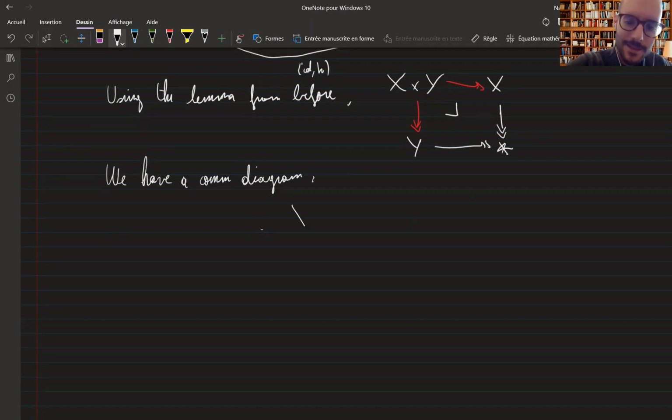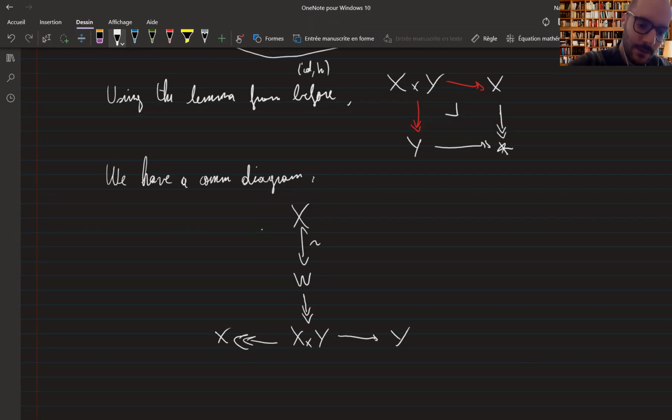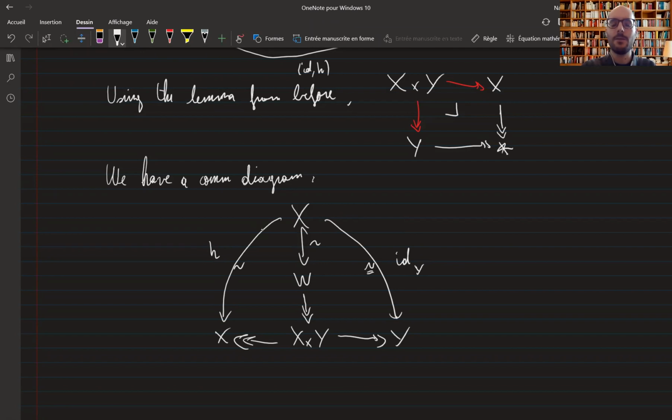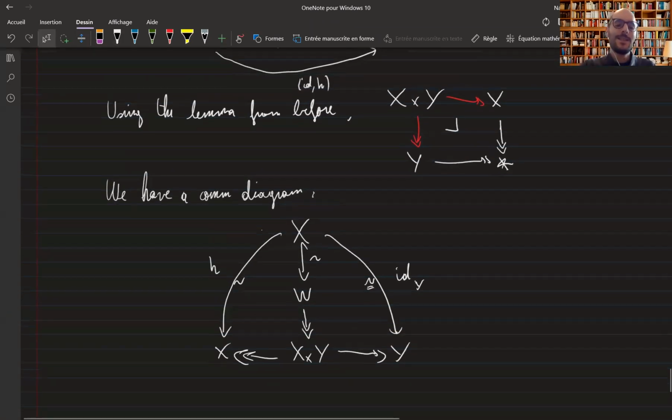All right, so prepare yourself. You have this acyclic cofibration followed by the projection, or the fibration, or whatever. You have the map to Y, the map to X. We just saw that they are fibrations. We have our H, which is a weak equivalence. And here we have the identity of Y, which is an isomorphism. So in particular, it is a weak equivalence. All right.